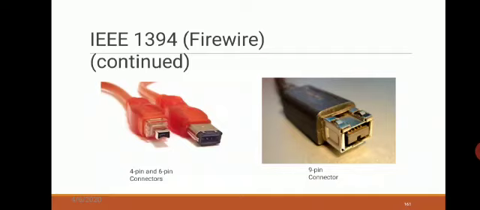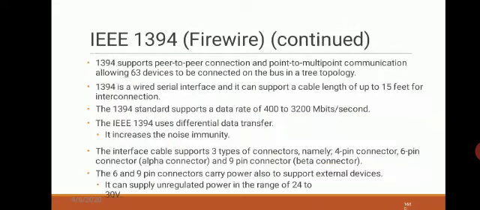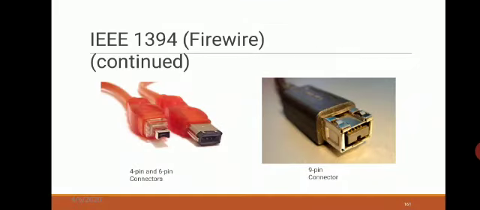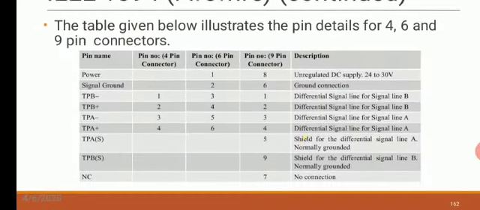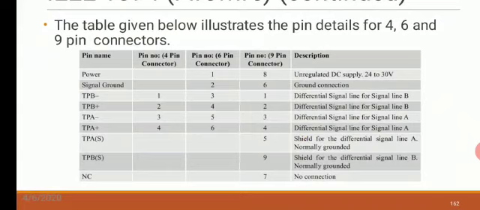They can connect 63 devices in a tree topology fashion, and then it can transfer data from 400 to 3200 megabits per second. So this is a very important communication interface for real-time applications. The table given below illustrates the pin details of the 4, 6 and 9 pin connectors. So you can see here for the 4-pin connector there is no power. Okay, but 6-pin and 9-pin have the power here.